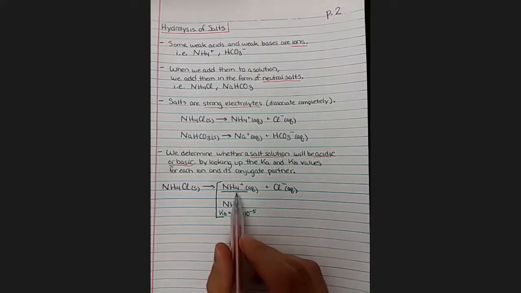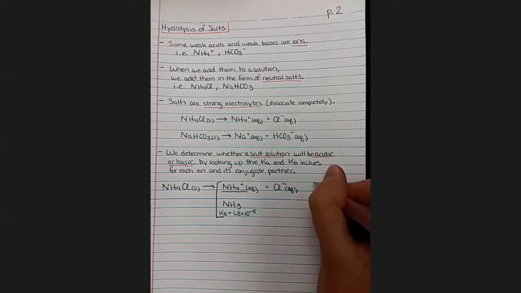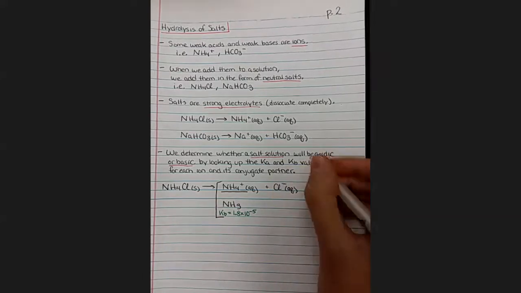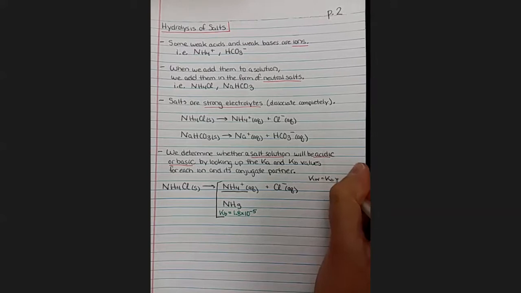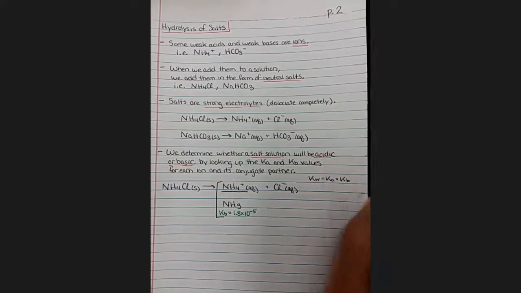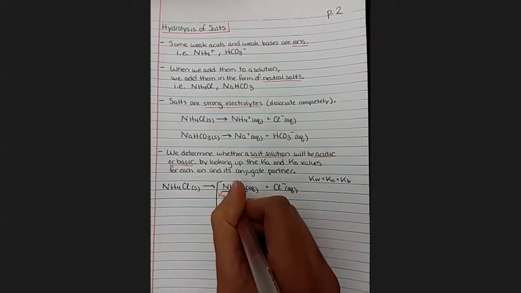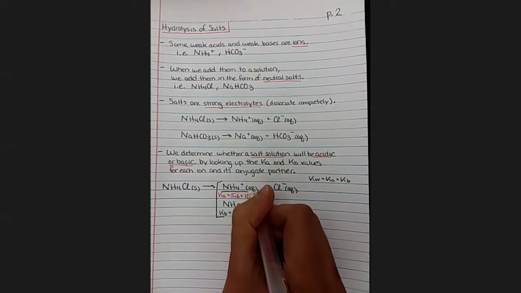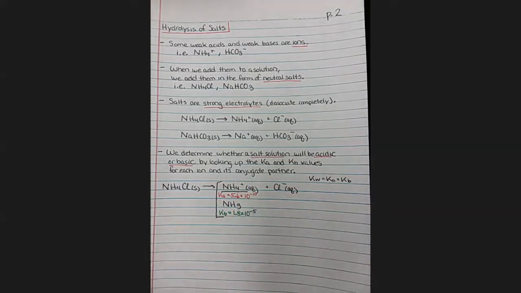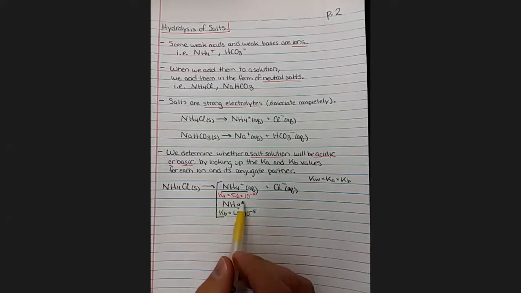And we may or may not be able to find a Ka for this, but if we can't, we know that we can find it using the Kw. Kw equals Ka times Kb. So we can calculate this Ka value, which would be 5.6 times 10 to the negative 10th. Okay, so there's a Ka value for the NH4+, and it's greater than 0, so that means that NH4+ is going to be acidic.